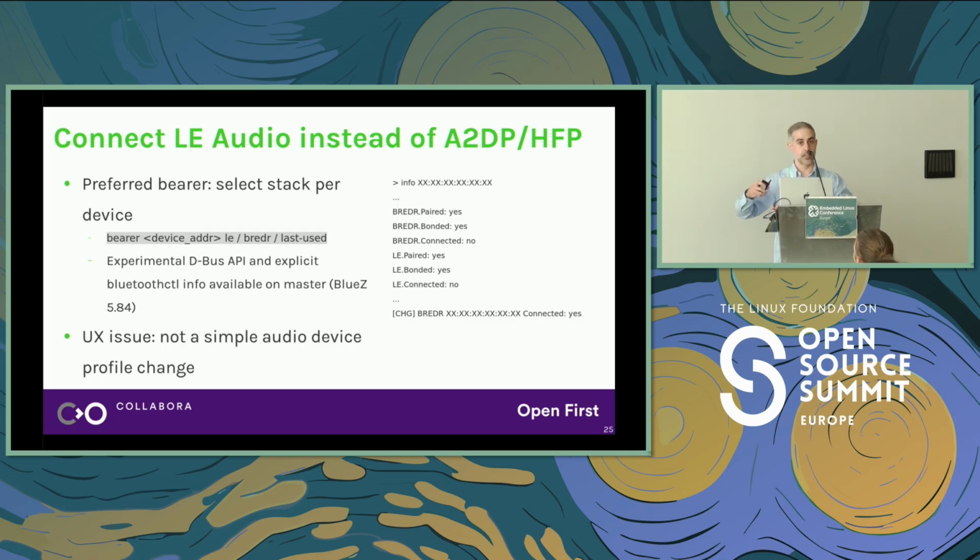And that will change the preferred stack for the next time. So after selecting the bearer, you need to disconnect, and then connect again. And as soon as you connect again, you will get the other stack working.